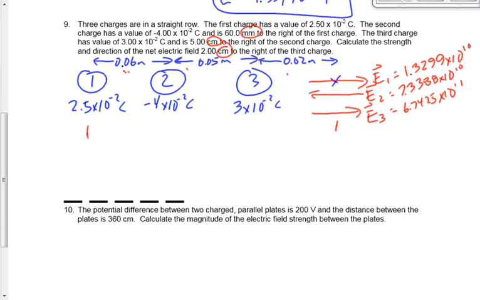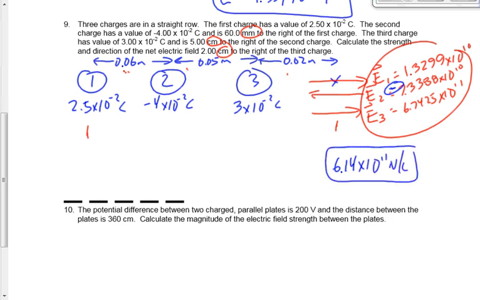Okay, let's add these numbers together now. When we do that, make sure that this one is a negative value. And when we do, we should get 6.14 times 10 to the 11 newtons per coulomb, and it's to the right because it's a positive value. Okay?